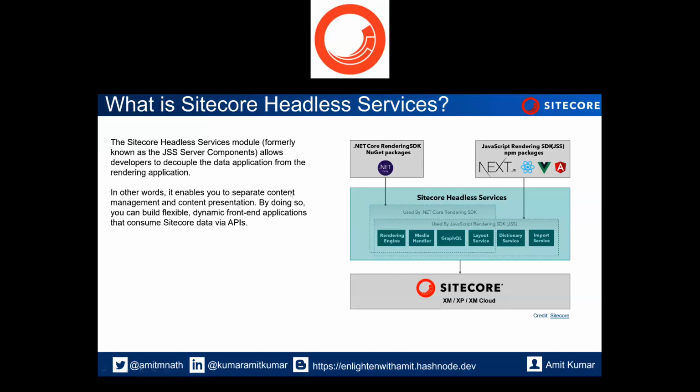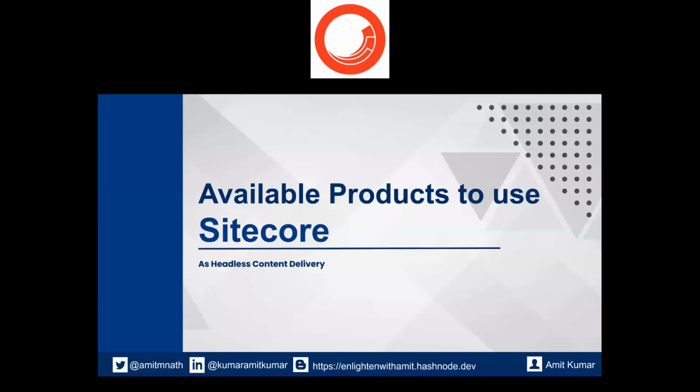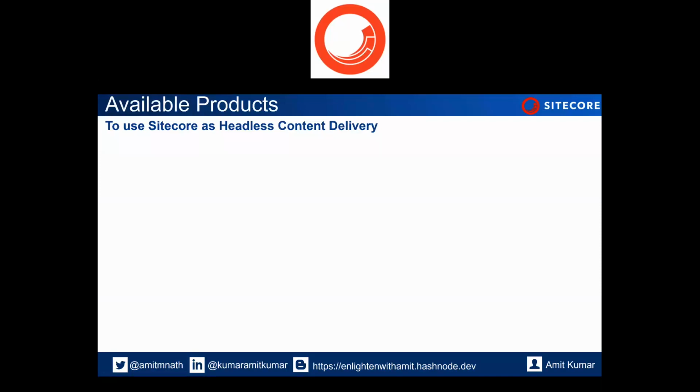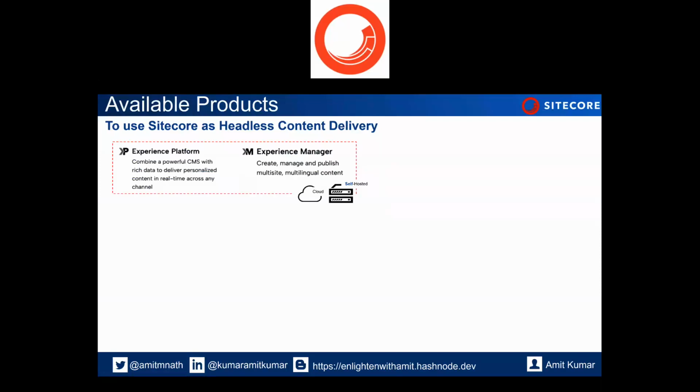So now I will be moving to the available products. Sitecore has totally moved to a composable product suite, so it is offering you different products. With the help of that, you can build a front-end application in a headless manner, in a Jamstack way. So in this case, if you are using Sitecore Experience Platform or Sitecore Experience Manager, you can also serve the content via a REST API or a GraphQL endpoint using the content delivery server.